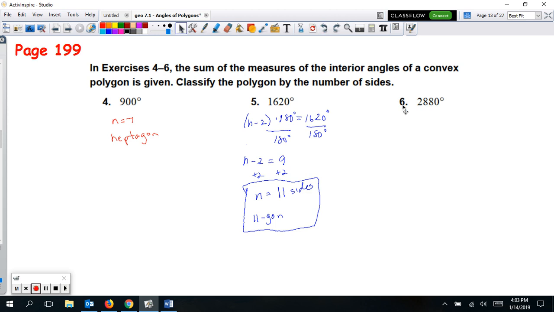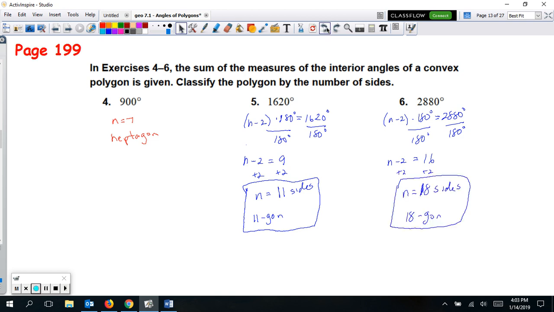Number 6, so this is what the formula will equal here. So the formula equals 2880, divide by our 180, and when you do that on the calculator, you'll get 16. We're going to add 2 to both sides, and so it's going to give us 18 for the number of sides, so we would just classify it as an 18 gon. That's all there is to that.